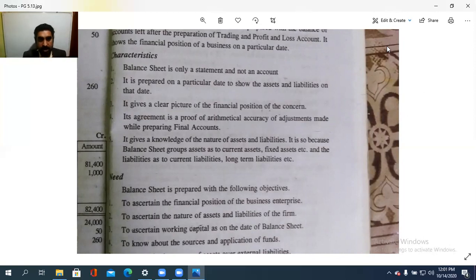It is so because the balance sheet groups assets as current assets and fixed assets, and liabilities as current liabilities and long term liabilities or fixed liabilities. A long term or fixed liability is a liability for a longer period, where there is a lot of time to pay it off. A current liability is one that should be paid off within a short period of time. Similarly for current assets and fixed assets.